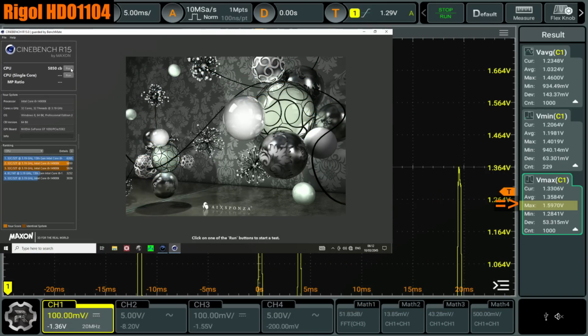And that usually happens towards the end of the test. This isn't even the highest one. I've seen one that was up to 1.6 something. Like 1.61 is about as high as I've seen it get.